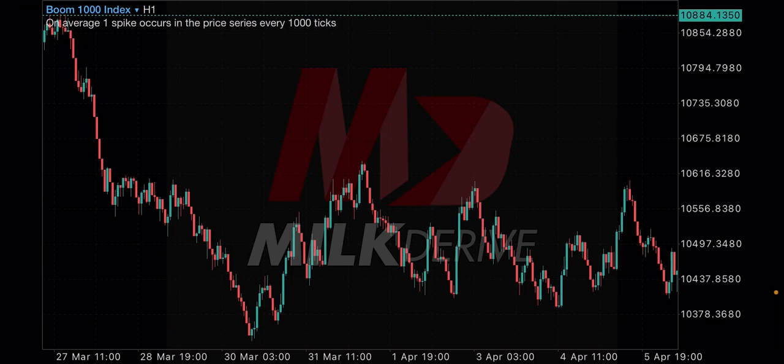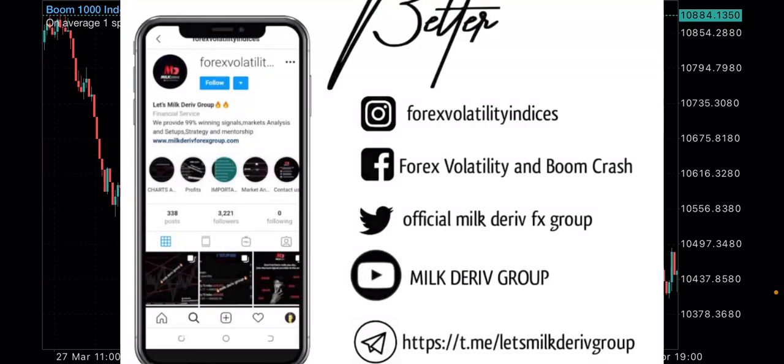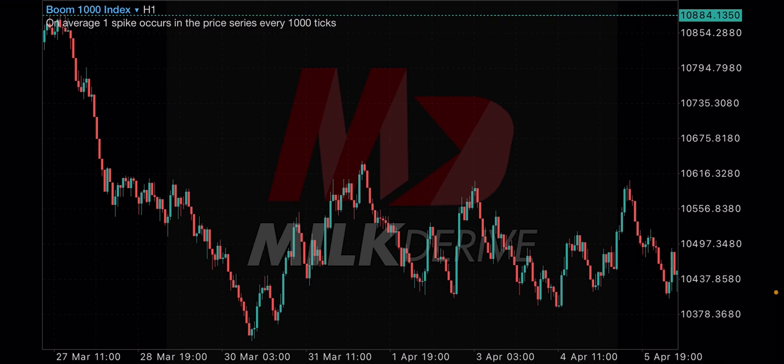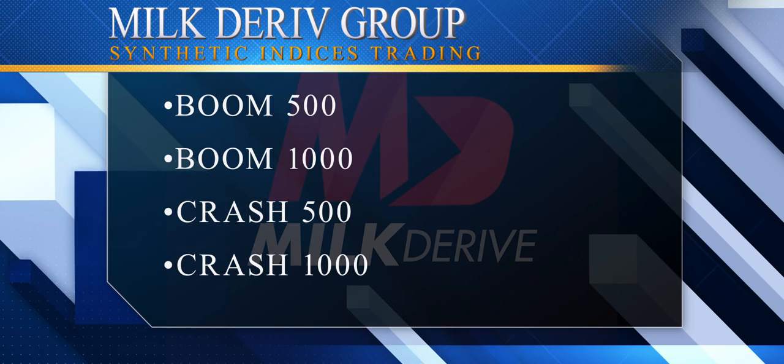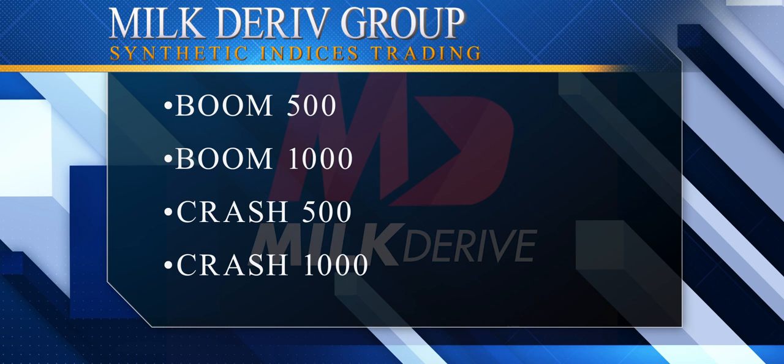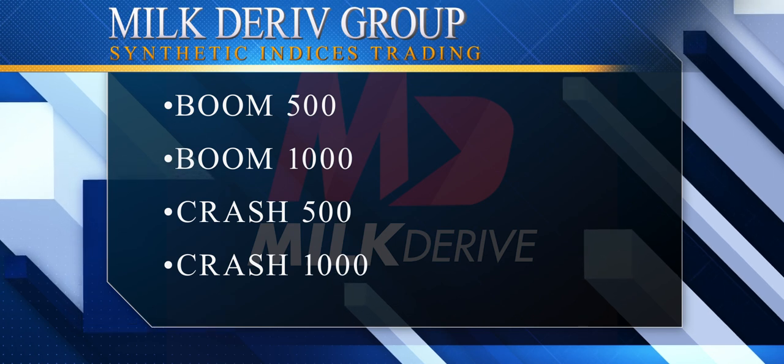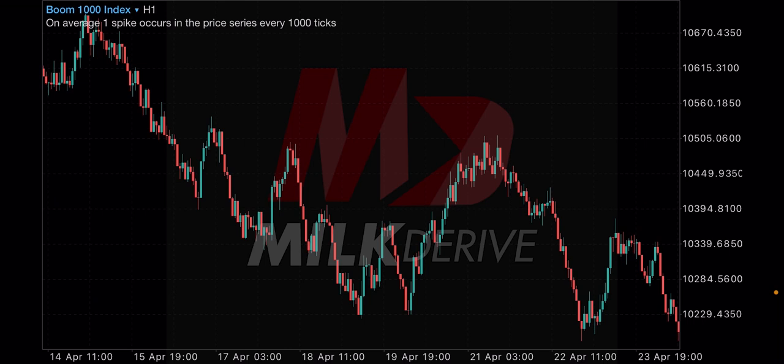Let's go on. First of all, the boom and crash, there are four indices in the boom and crash. There's boom 500, there's boom 1000, then there's crash 500, and there's crash 1000. They are synthetic indices aspect of Forex trading, and these markets are the ones that simulate the stocks.